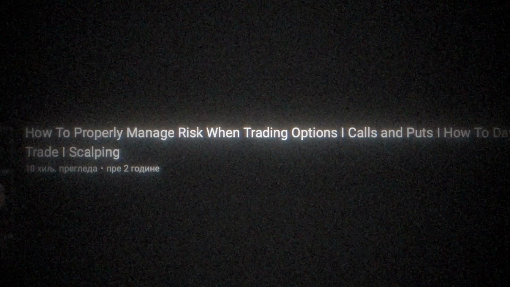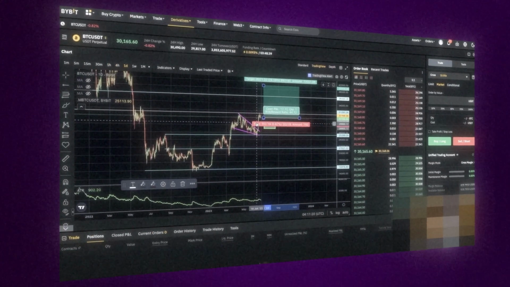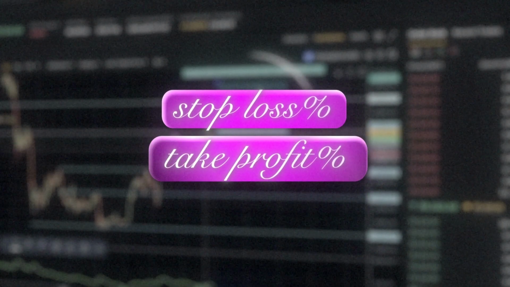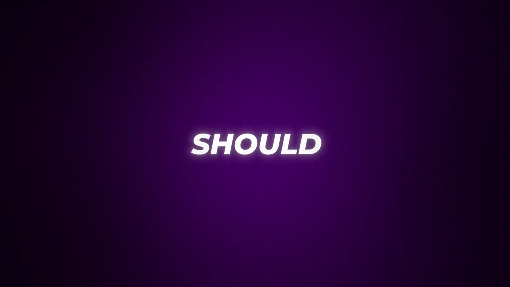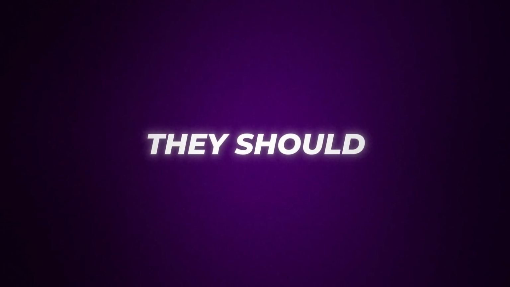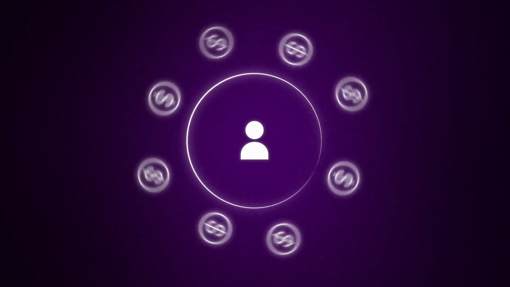Are you struggling to manage risk in options trading or knowing when to take profit? I see a lot of traders rely on arbitrary stop loss percentages or take profit percentages, and they end up losing more than they should, or don't protect their capital in the way they should, or they're just kind of spinning their tires and not really getting anywhere in their account.